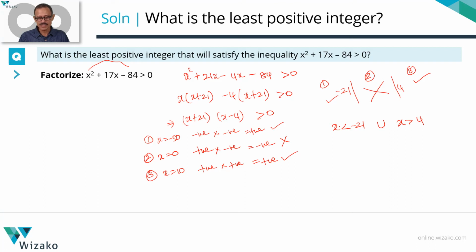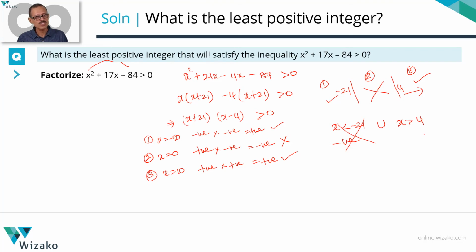Any number less than minus 21 is going to be a negative number, so we don't even have to bother about it because our interest is in finding out a positive number, the smallest positive integer. That's what we need to find out. X is greater than 4. Any number beyond this is going to be a positive number.